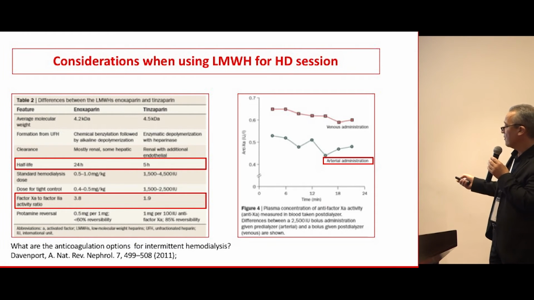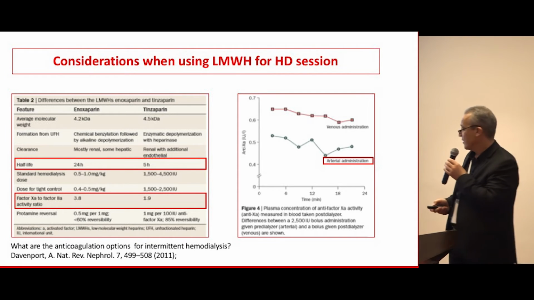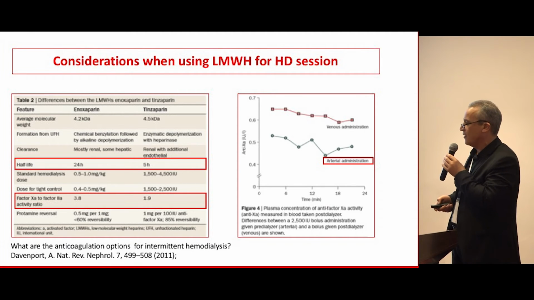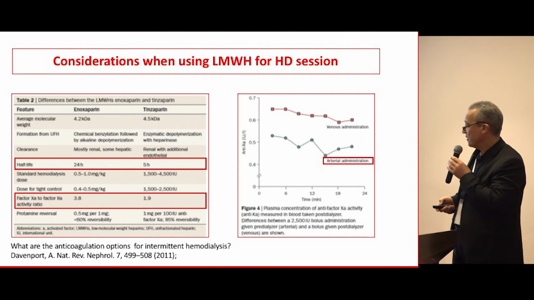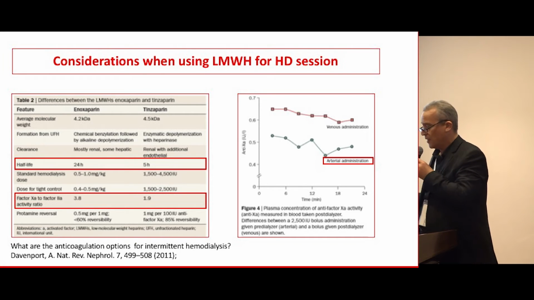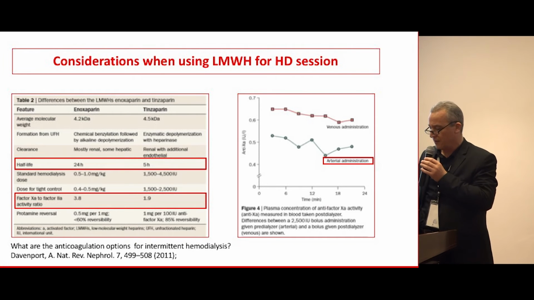The second one is the venous administration and the arterial administration, and we have to look especially at arterial administration, since if we do it in the venous line, we have an increase in anti-Xa activity. So we usually have to use the same injection site, which is the arterial line.